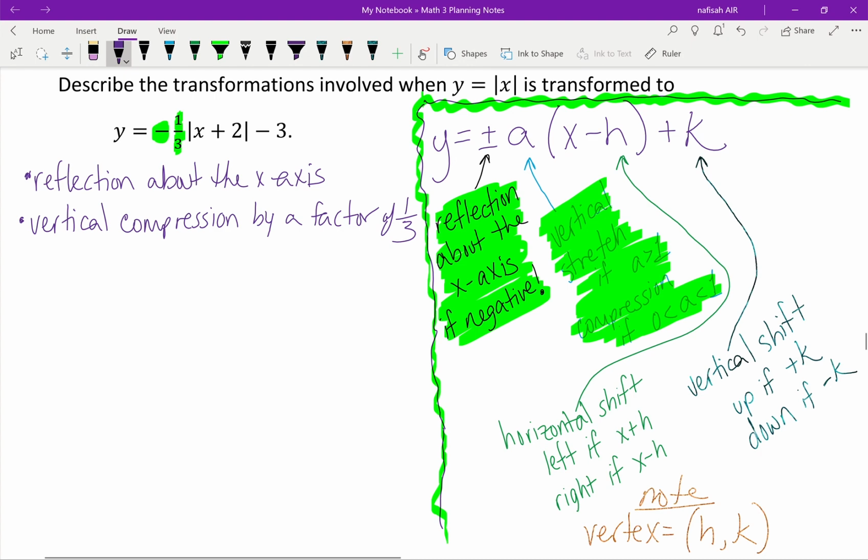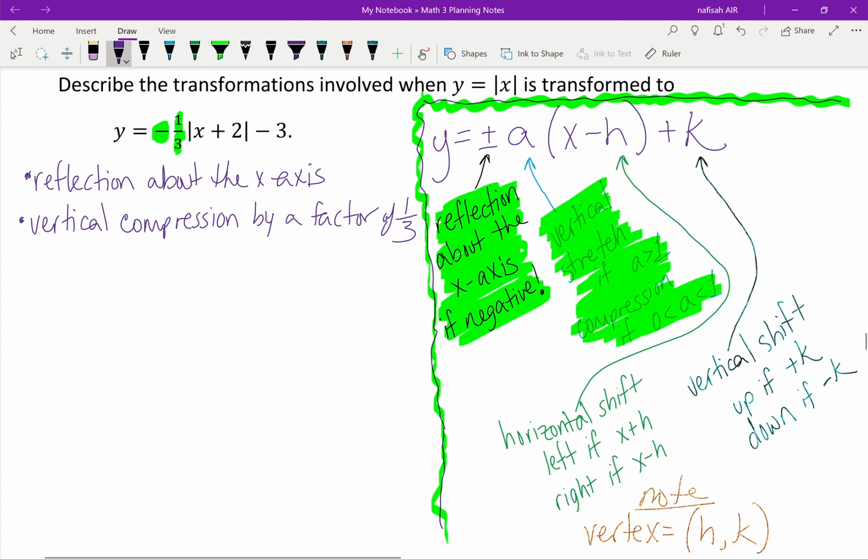If it was a 3 or a 4 or a 15 in front of my parentheses, which I'm treating my absolute value symbol as parentheses, then it would be a vertical stretch because those numbers are greater than 1. Since it's a 1/3, it would be a compression, the same as a 1/2 or a 0.3 or a 0.8 or a 0.2. Those are all less than 1, but greater than 0, so those would be compressions.